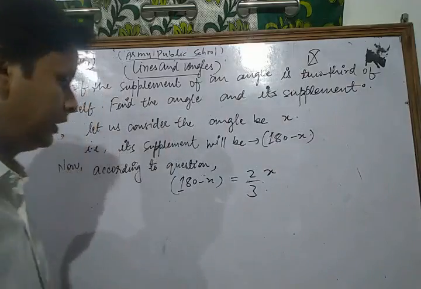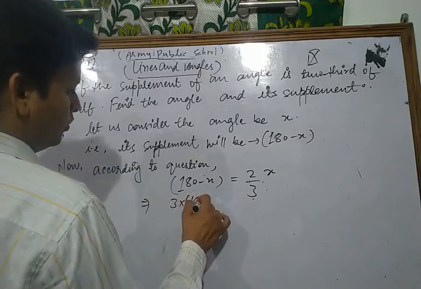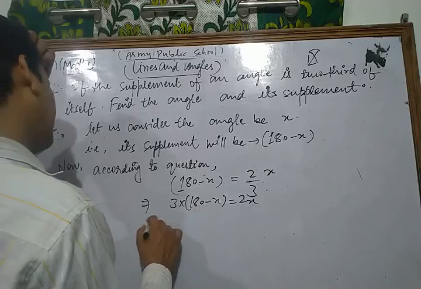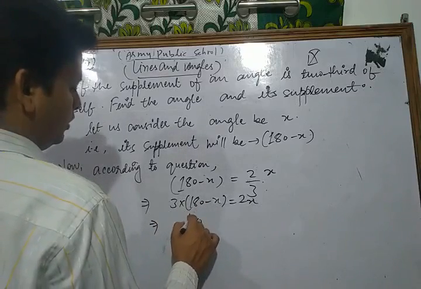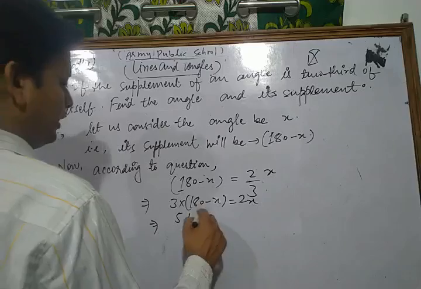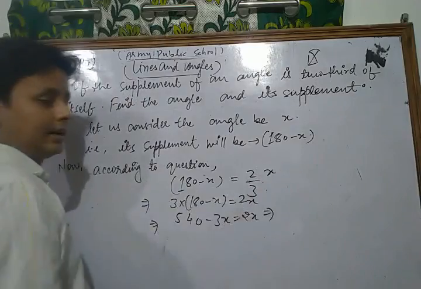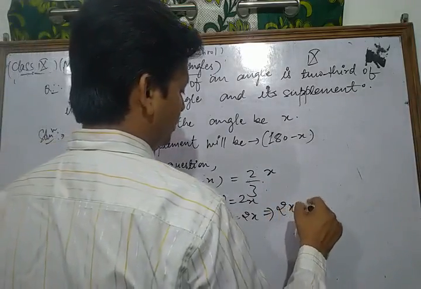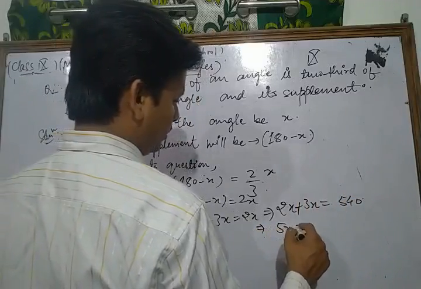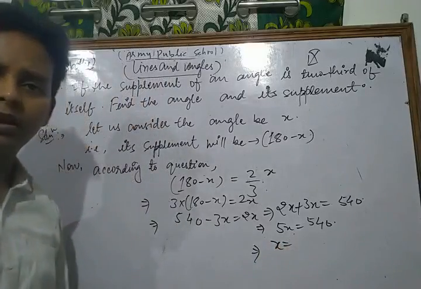Now we simplify. We cross multiply, so 3 into (180 minus x) is equal to 2x. Now we multiply: 540 minus 3x is equal to 2x. Now we transfer minus 3x to that side, so we get 2x plus 3x is equal to 540. Thus 5x is equal to 540. Now let's find the value of x.